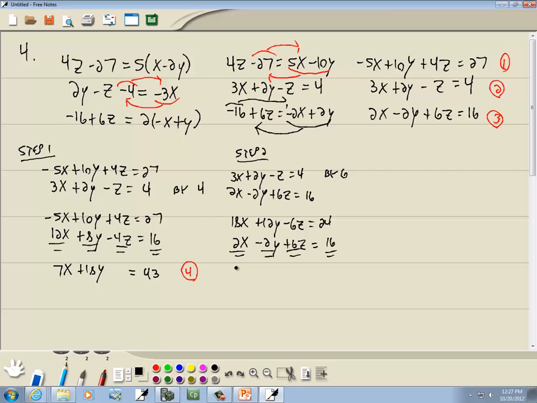Well, 18x plus 2x is 20x. 12y minus 2y is 10y. Negative 6z plus 6z drops away. 24 plus 16 gives us 40. And it looks like I can divide everything there by 10. So that'd give us 2x plus y equals 4. And that's equation 5.